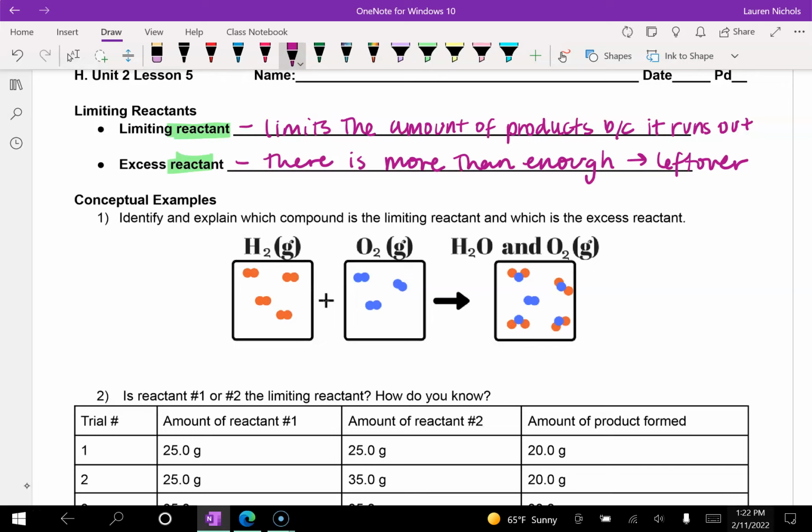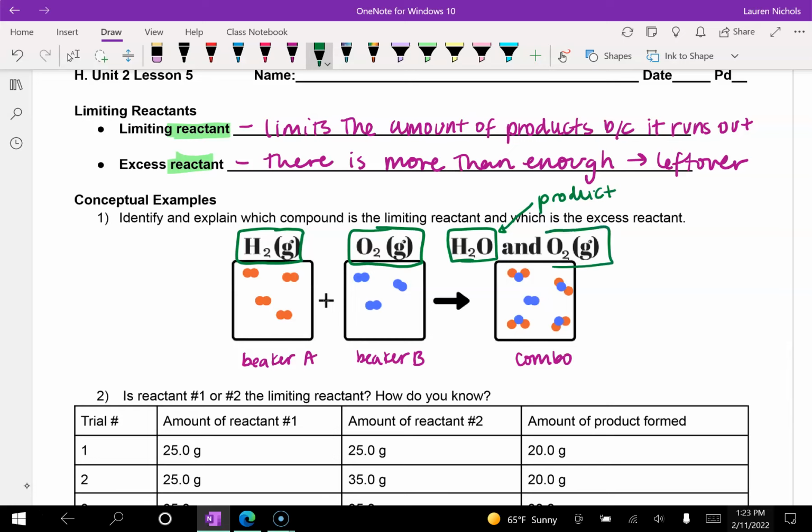We see that we have hydrogen reacting with oxygen, and at the end, we have hydrogen and oxygen both present. So imagine that you have beaker A and beaker B, and then you combine them together, and this is what you get. And so we notice that these two compounds are reactants, okay? They're present at the beginning. And at the end, you have water, which must be a product because it was not there at the beginning. And you have oxygen, which is a reactant, okay? And so the oxygen is this one right here.